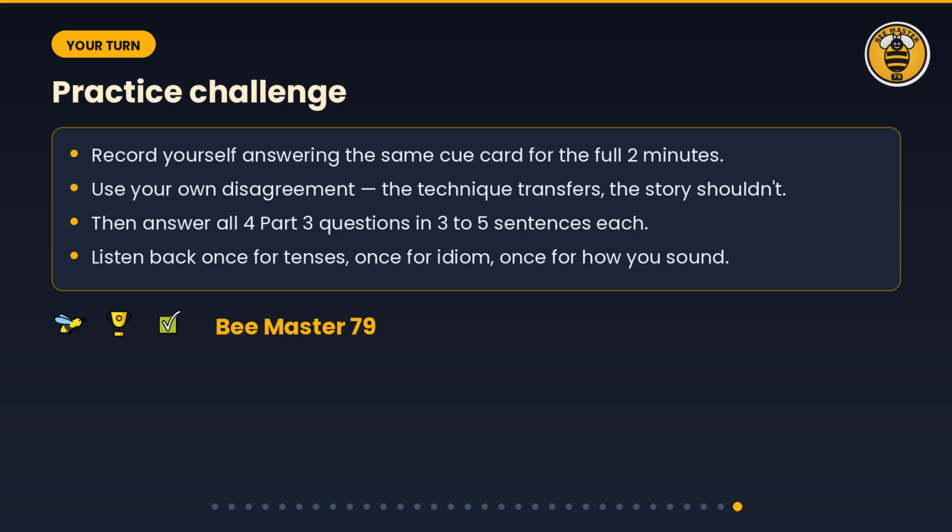So here is the challenge. Record yourself on this cue card for the full 2 minutes using your own disagreement, then answer all 4 Part 3 questions. Listen back 3 times, once for tenses, once for idiom, and once for whether you actually sound like yourself.